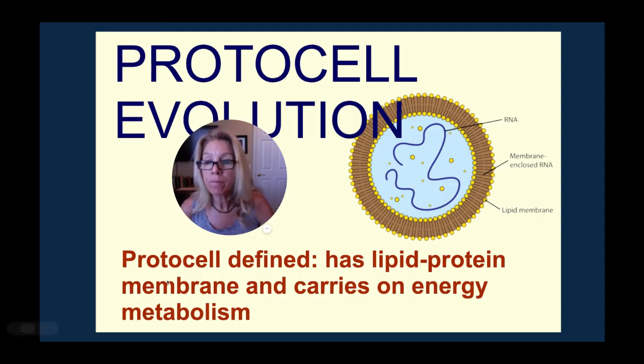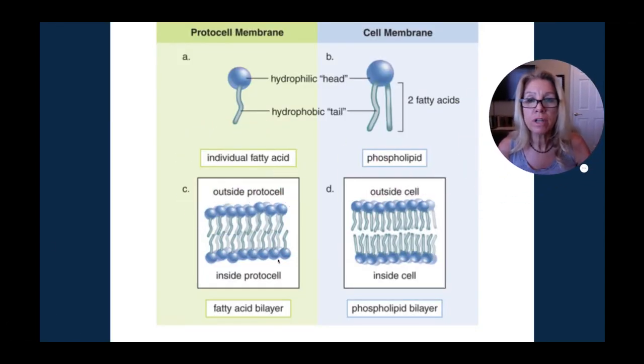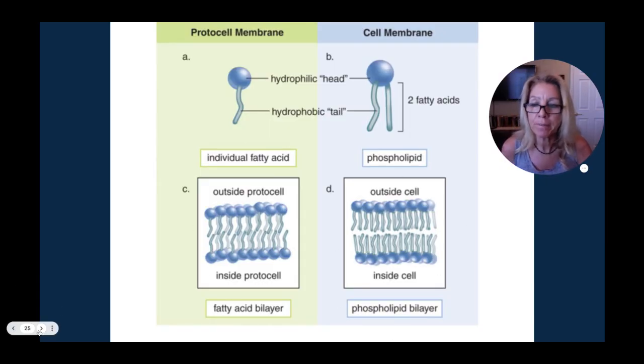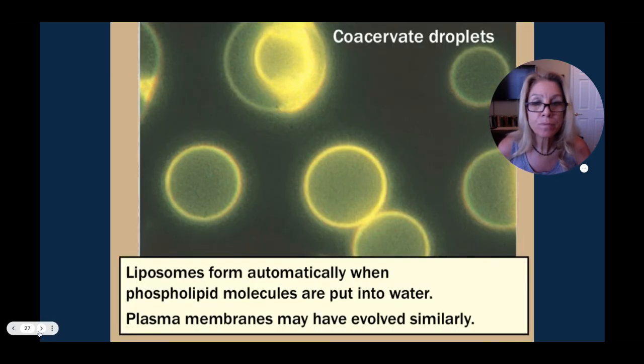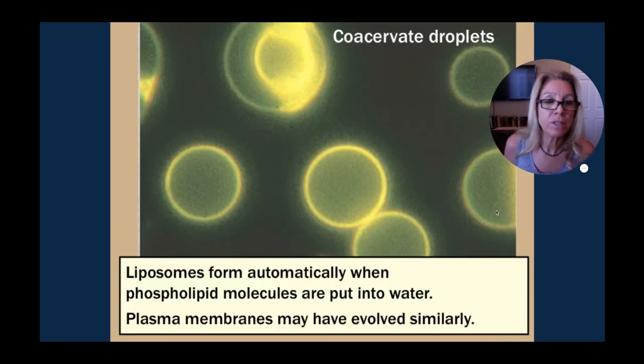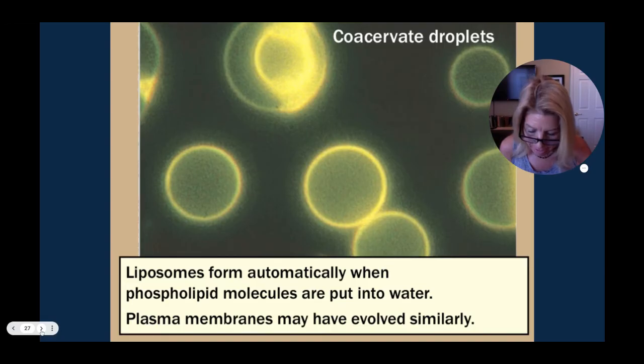And let's see if I have another picture on that one. Yes, here we go. So here's your protocell membrane, your early cell membrane, and then here is our phospholipid bilayer. Microspheres, and this is what Fox proposed, composed of proteins could have evolved into a protocell. And then coacervate droplets, this is part of Oparin's idea, were these fatty layers, and it could be a combination of both, right, in order to form our phospholipid bilayer with those proteins embedded in it.